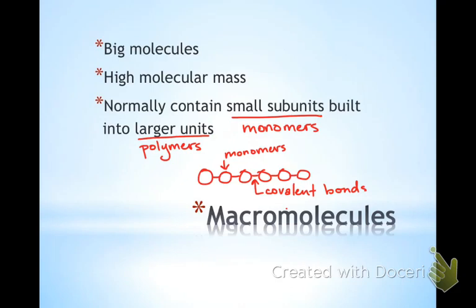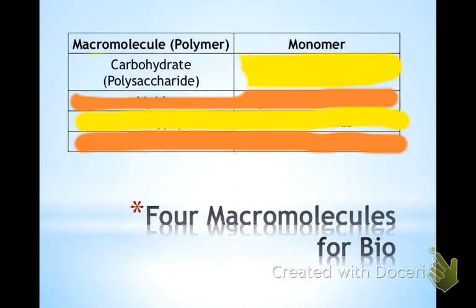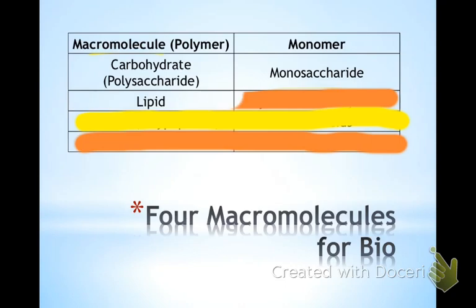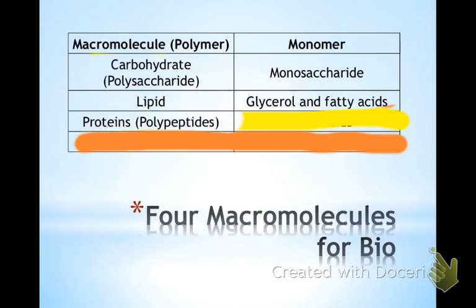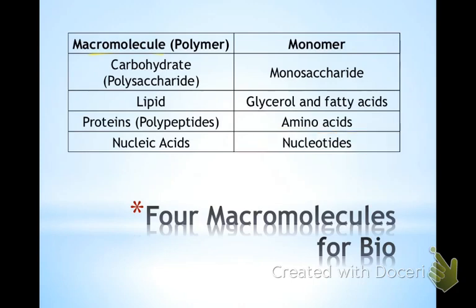We're going to be studying four major groups of macromolecules. The first is the carbohydrates, also called polysaccharides. They're built from something called a monosaccharide. The second, lipids, built from glycerol and fatty acids. The third, proteins, also called polypeptides. Peptide bonds are a part of it, but the monomers are the amino acids. And then finally we have the nucleic acids, the big examples being DNA and RNA, deoxyribonucleic acid and ribonucleic acid, and they are built from nucleotides.